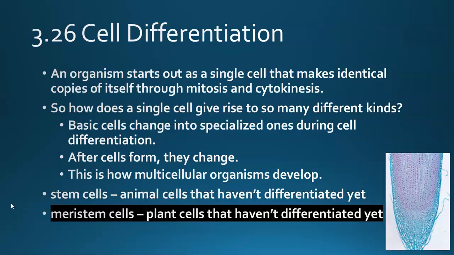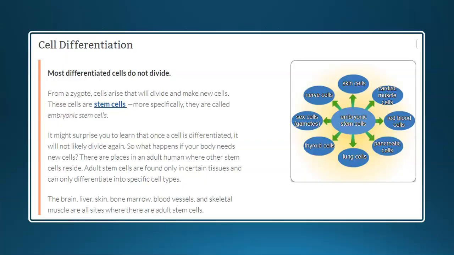In plant cells, those stem cells have a different name. They're called meristem cells. So you can still see it in there, stem, but we call them meristem cells in plants. So in animal cells, those original identical cells to the original zygote are called stem cells. And in plants, they're called meristem cells. These are cells that haven't differentiated yet. They are identical to the original zygote.